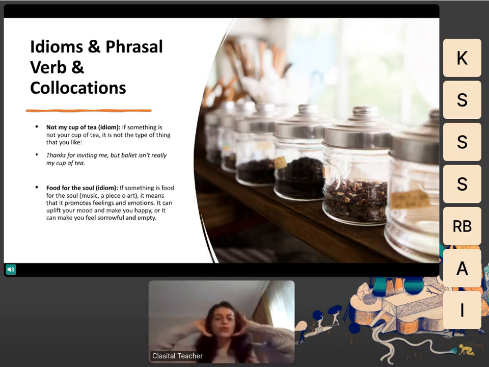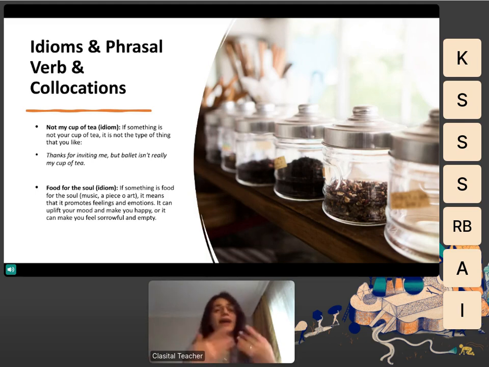And the second one is food for the soul. We can use this if something is food for the soul. It means that it promotes feelings and emotions. So it can uplift our mood or make us happy, or it can make us feel really bad and empty or whatever. So when we're talking about how something makes us feel, we can say it's food for the soul. We can say music is the food for my soul. So I really like music because it makes me feel emotions. When we want to say that, we can say it is food for the soul, basically.